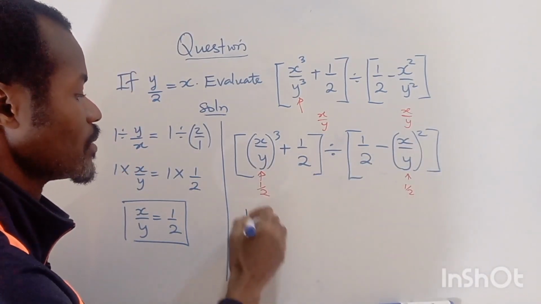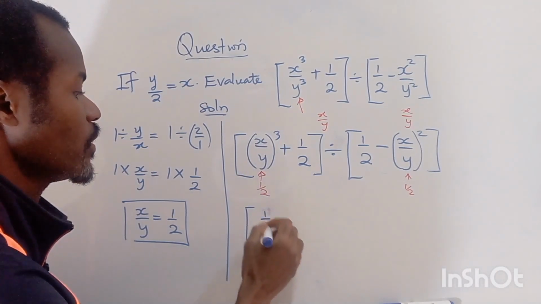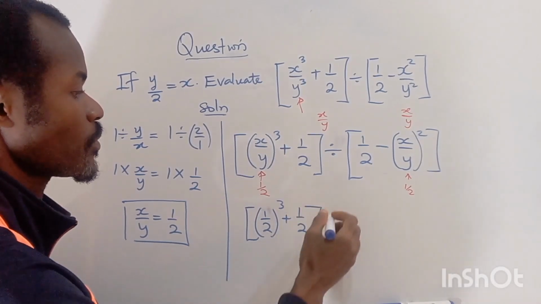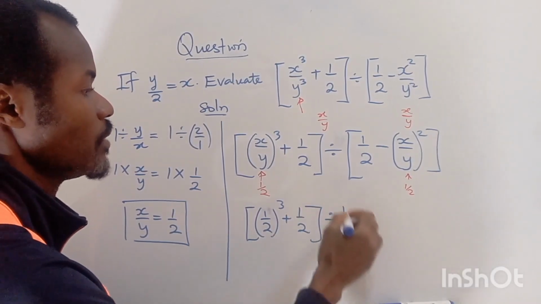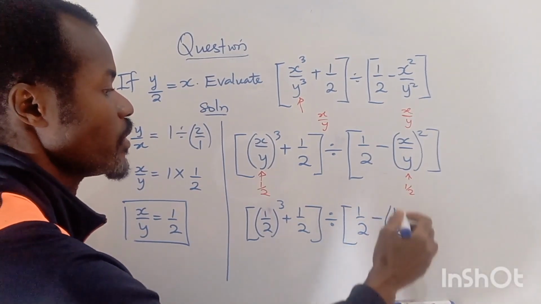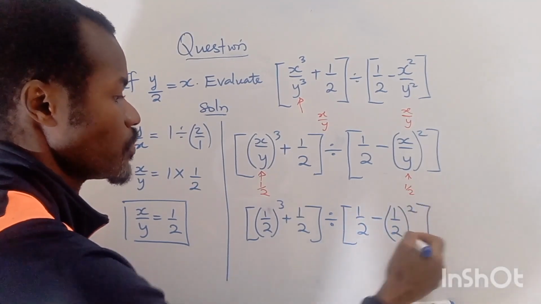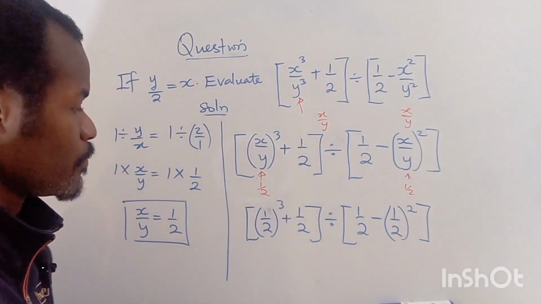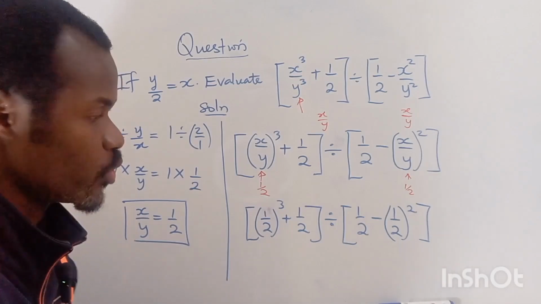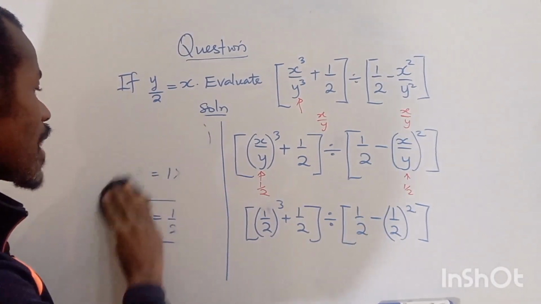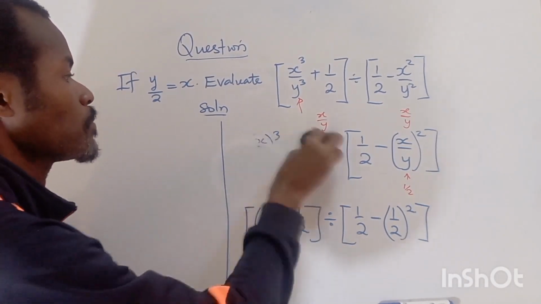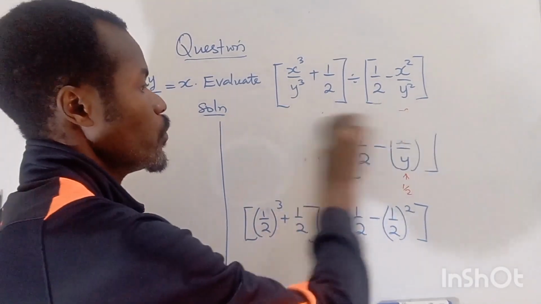So we are going to get, okay, this is going to be (1/2)^3 plus this is 1/2, divided by this is 1/2 minus this is (1/2)^2. So in place of x over y, we have put 1 over 2. Okay, now that we have done that, we can now simplify further. Let's see what we are going to get.